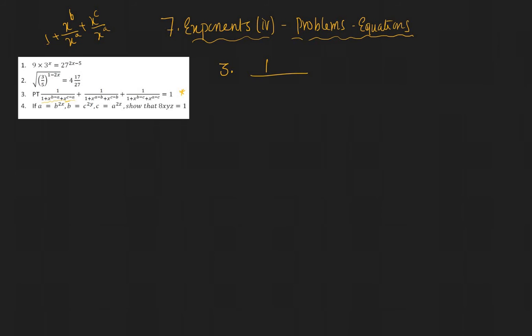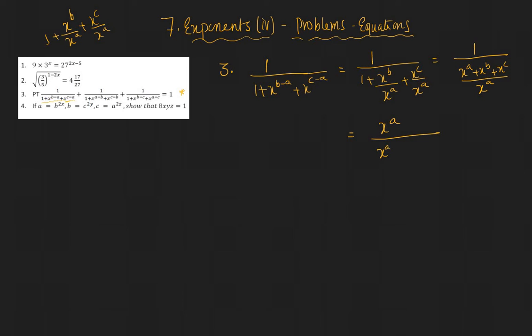So 1 by 1 plus x power b minus a plus x power c minus a is equal to 1 divided by 1 plus x power b by x power a plus x power c by x power a. Or in other words, I can say this is 1 by x power a plus x power b plus x power c, the whole divided by x power a. Or in other words, this is x power a divided by x power a plus x power b plus x power c. So there you go. So we have found out what this is.